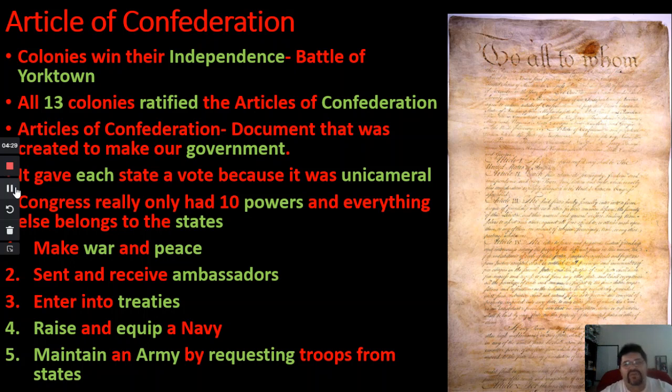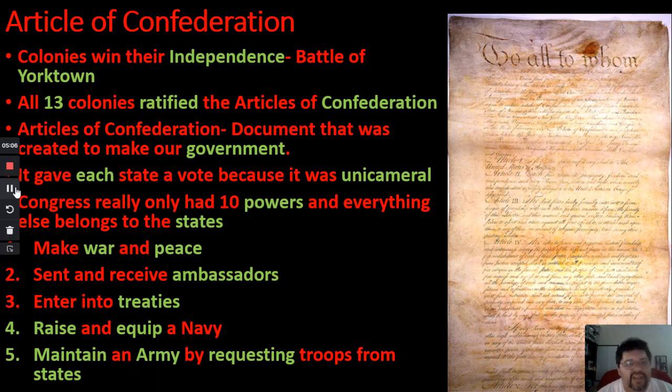So let's go through those powers that Congress had. Number one, they can make war and peace. Okay, sounds legit. Two, they can receive and send ambassadors, people representing the United States to other countries. Cool. Three, they could enter into treaties, meaning make peace, discuss terms of surrender, and make agreements with other countries, right? Four, raise and equip a navy. Sounds good, right? A navy, ships, and all that good stuff.